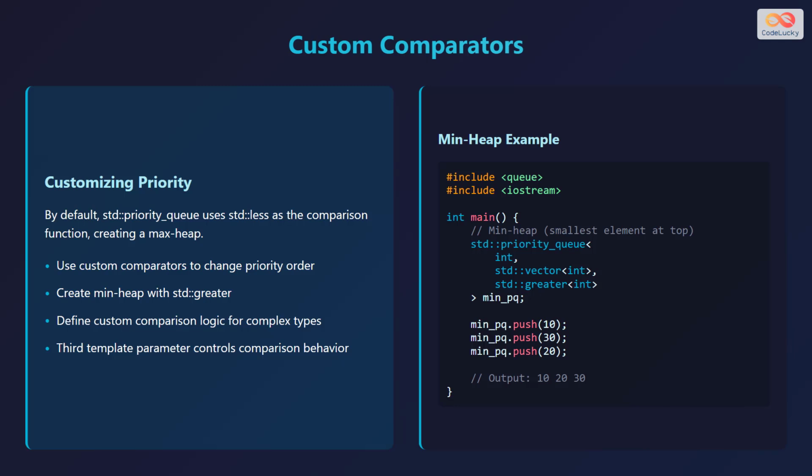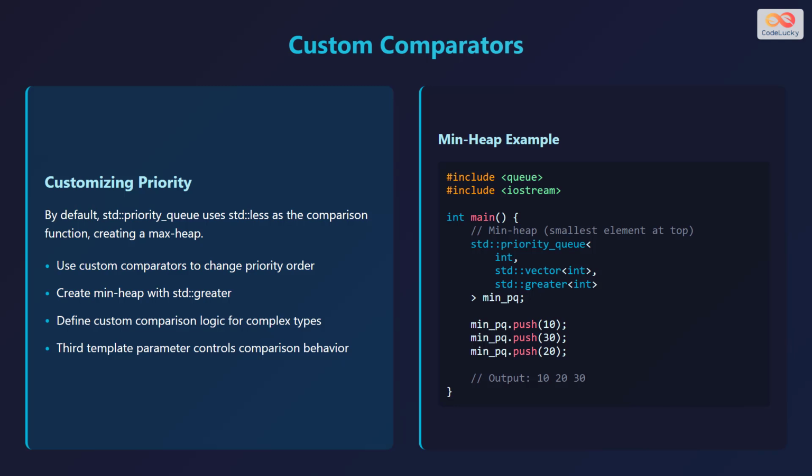By default, std::priority_queue uses std::less as the comparison function, creating a max heap where the largest element has the highest priority. However, you can customize the priority order by using custom comparators. For example, you can create a min heap where the smallest element has the highest priority by using std::greater. You can also define your own comparison logic for complex types.